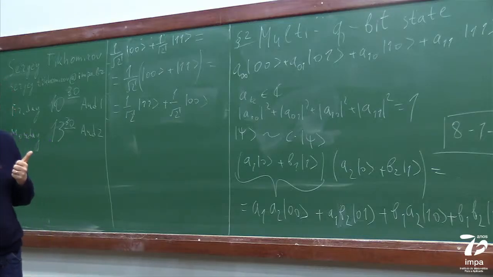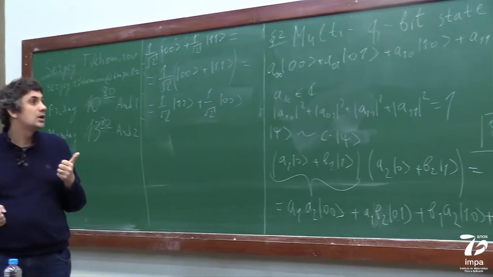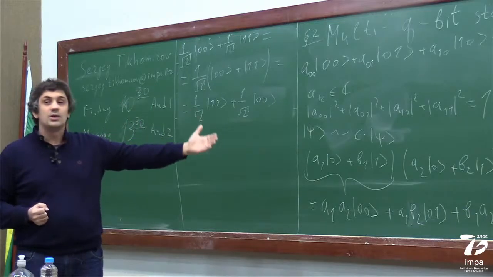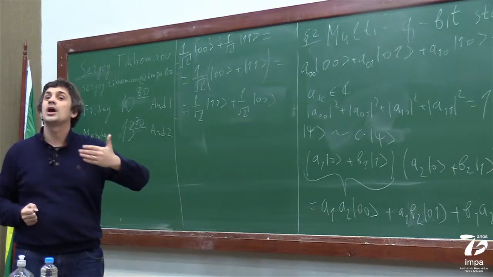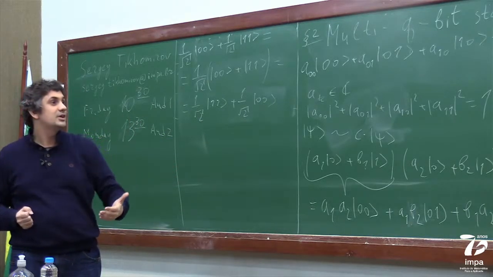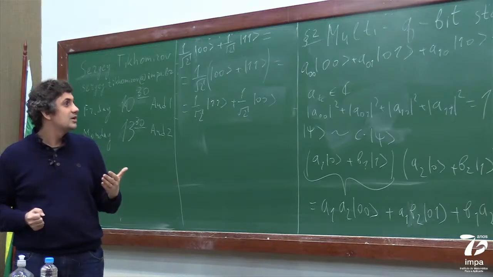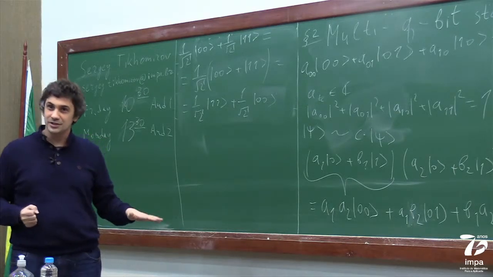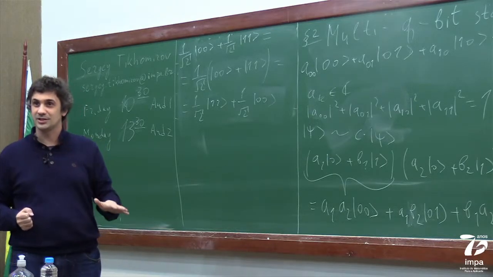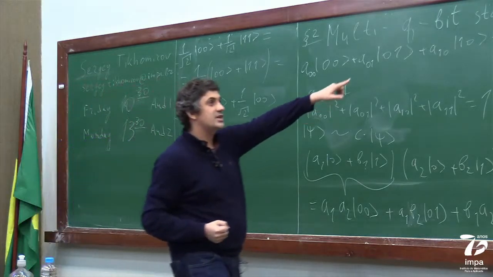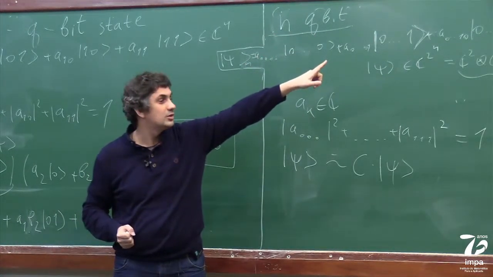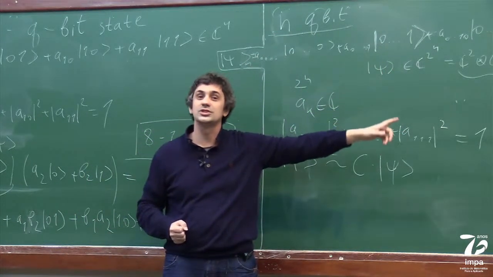So the next two paragraphs will be exactly about what we can do and how we can read. And I immediately say that the reading operation is very different from the reading operation in classical computers. So this is the state, but there will be no option to know what, for example, A2 is.